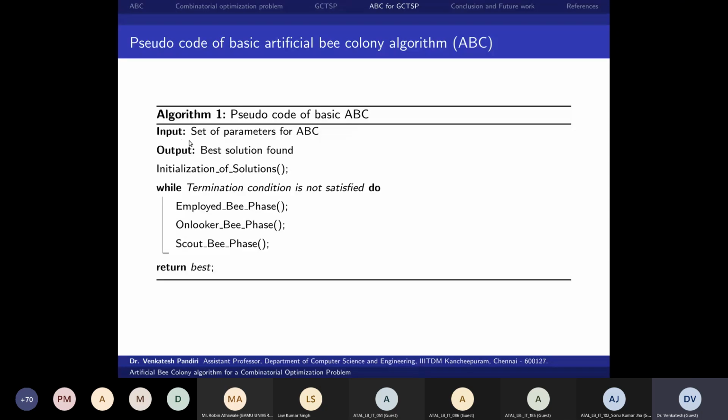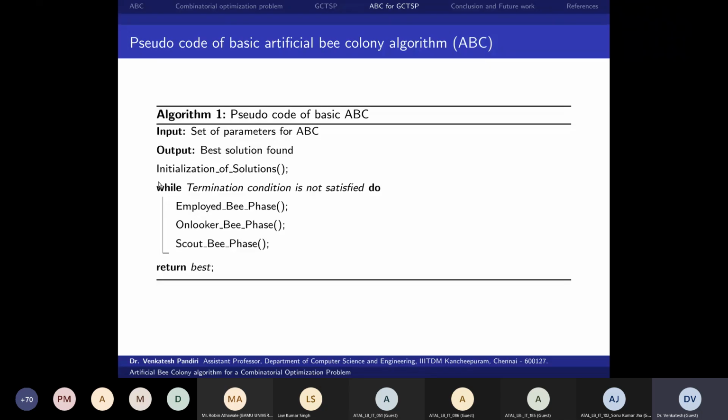So a set of parameters needs to be given for ABC. Set of parameters in the sense: how many employed bees, how many onlooker bees, and how many scout bees. All this information needs to be given prior to this ABC algorithm, and then the output will give the best solution found so far.